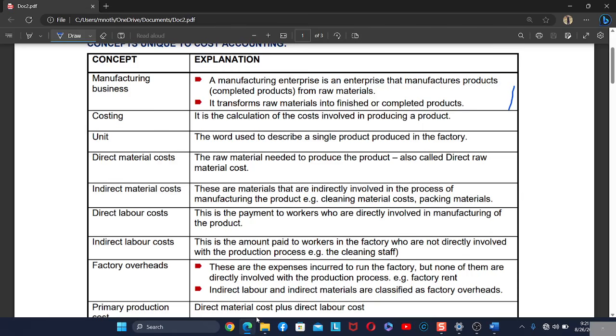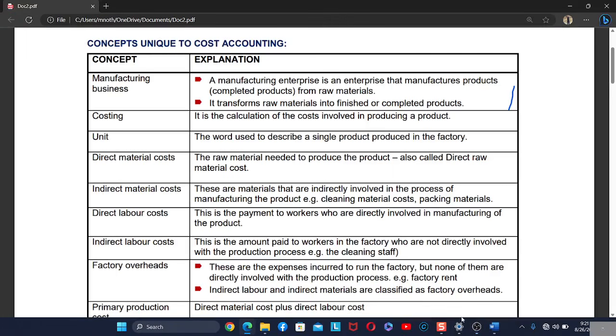For example, raw material can be apples, and we're turning them into juice. A manufacturing business is an enterprise that manufactures products from raw material. Like I said, taking an apple and transforming it into juice, that can be the manufacturing business.